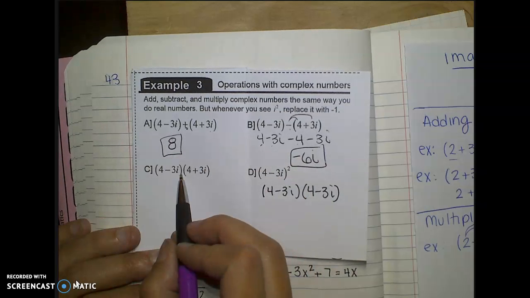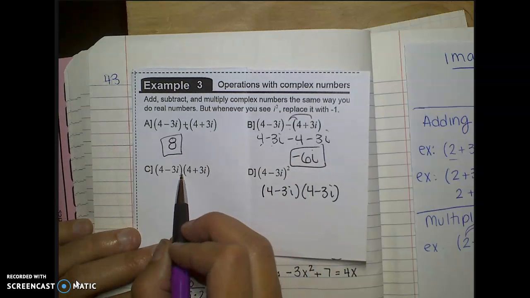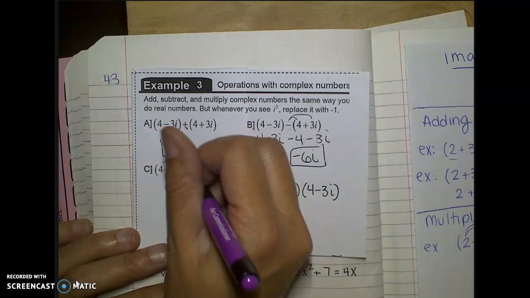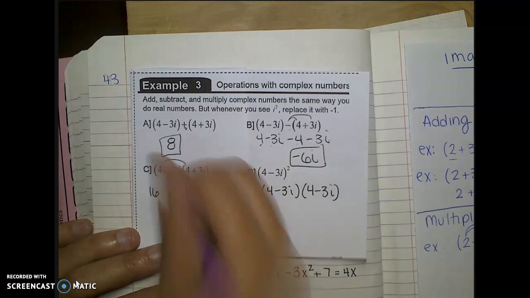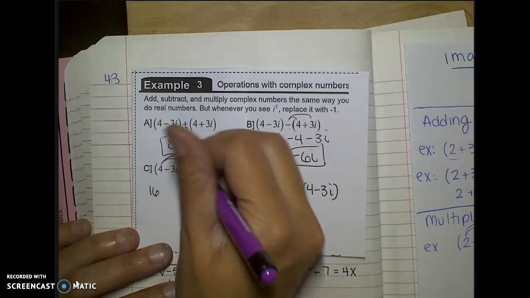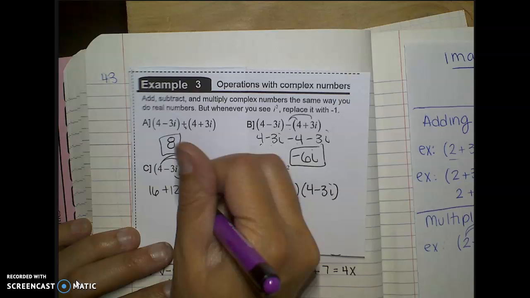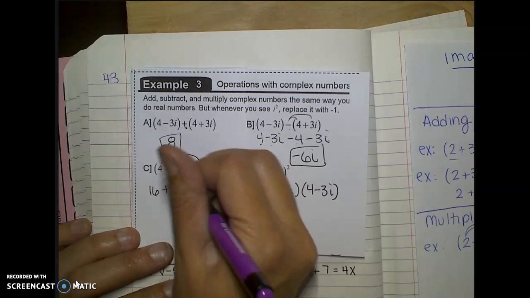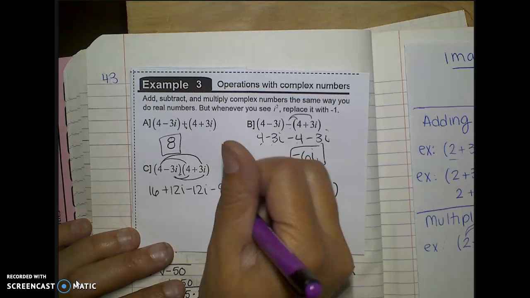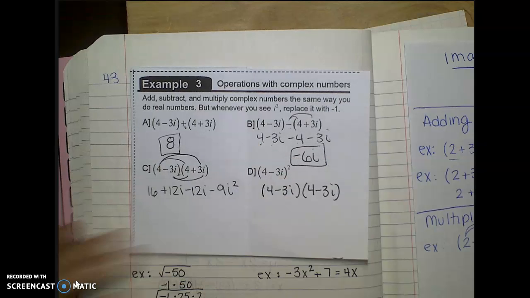Because here, when I look in between, I notice that I'm multiplying. And so I should really FOIL. So first times first will be 16. Outer will be 12i. Inner will be negative 12i. And last will be negative 9i squared.